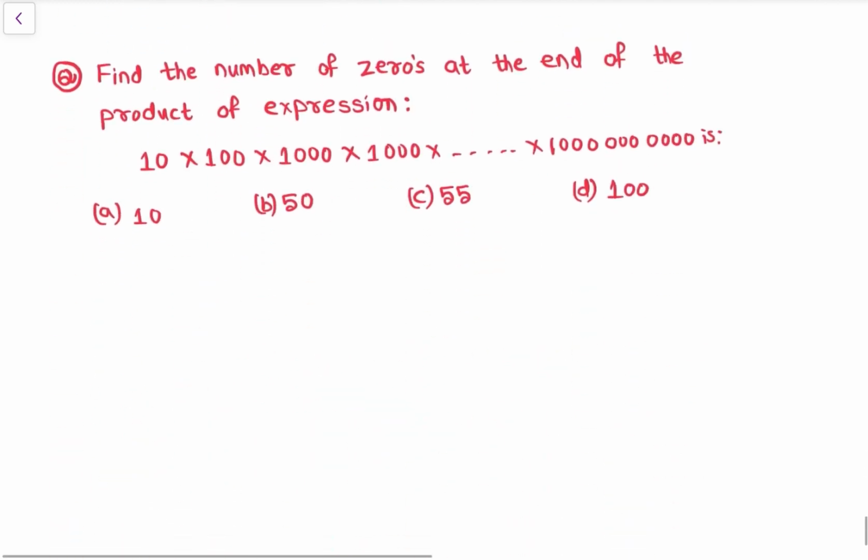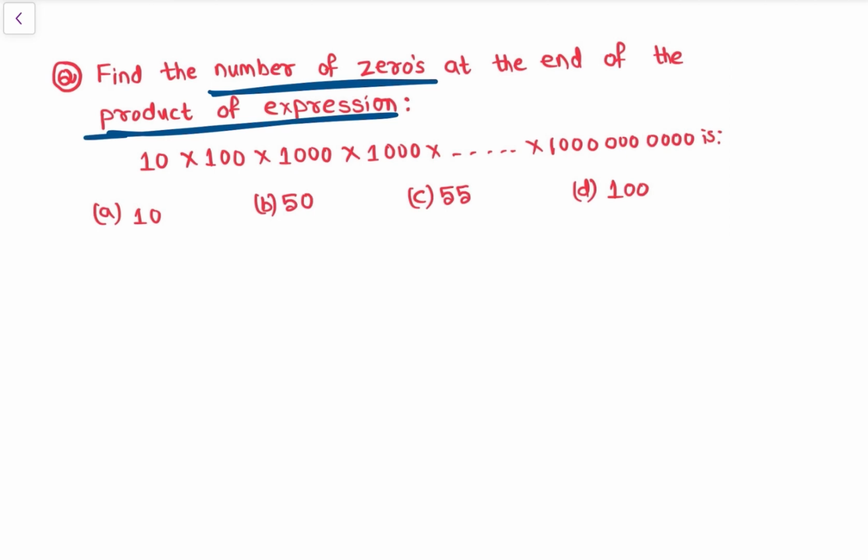Now let's see this one. Here, the number of zeros at the end of the product of the expression. So here, 10 to the power 1, then 10 square, then 10 cube, then 10 to the power 4, into 10 to the power 5, and so on till 10 to the power 10. So now what is the answer? The multiplication of these.